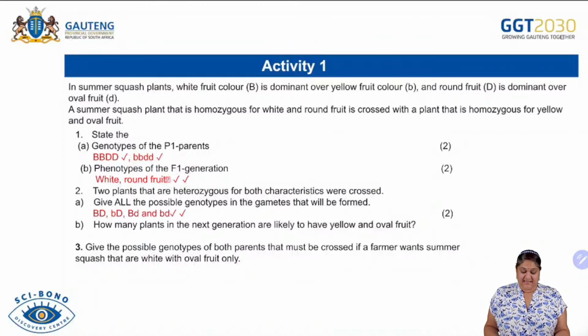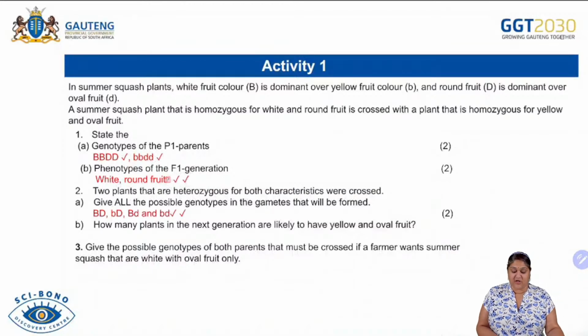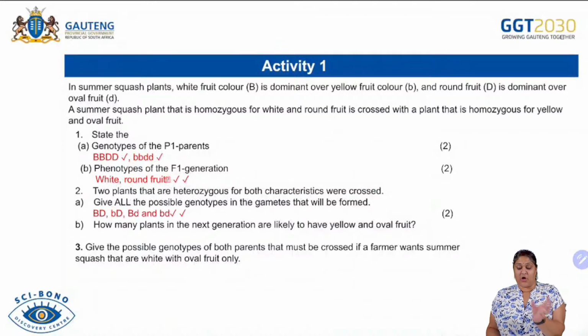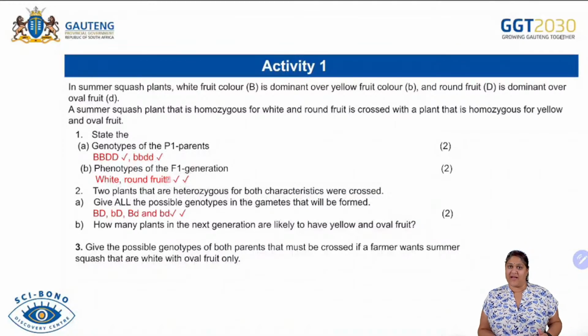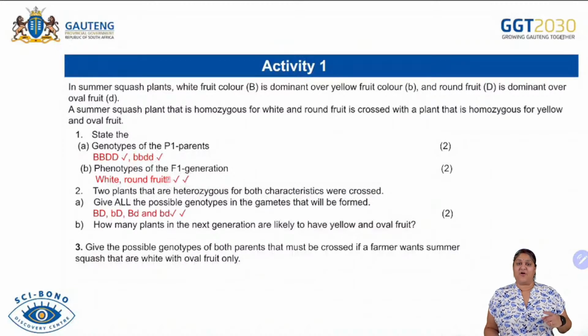How many plants in the next generation are likely to have yellow and oval fruit? Okay, so now they're saying that in this generation, how many would have yellow and oval fruit? So remember, those are the homozygous conditions. And what is the ratio again when we cross the heterozygous with the heterozygous? 9:3:3:1. And if you can remember correctly, the homozygous recessive individuals for both traits is 1. Therefore, the answer is 1.